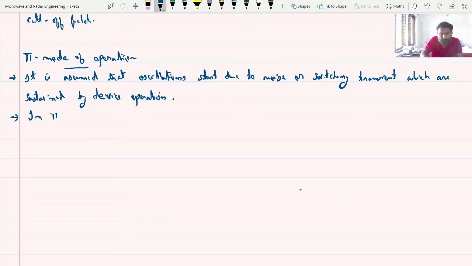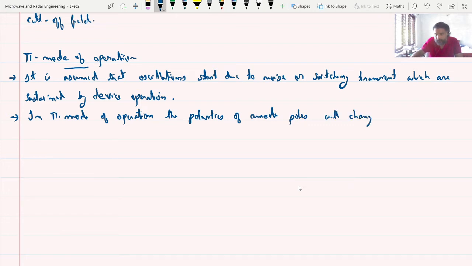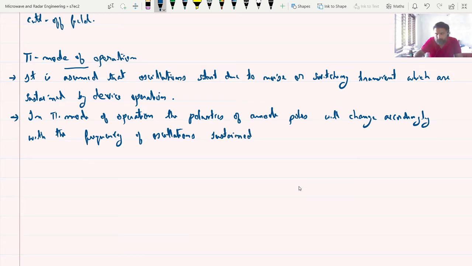So I will just write that point also here. That is, in the pi mode of operation, the polarities of the anode poles will change accordingly with the frequency of oscillation, with the frequency of oscillation that is sustained by the device.